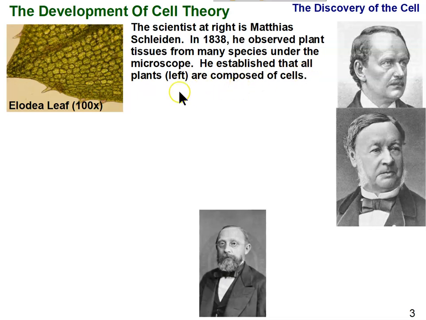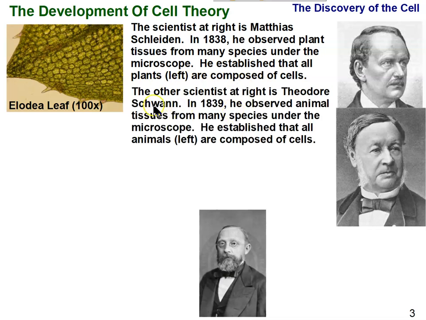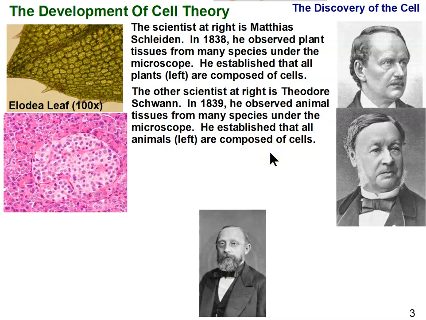But what he established by looking at all these different plant tissues, he basically collected samples of every plant he could get his hands on, and looked at them under the microscope, and every single one was made up of cells. So he concluded that all plants are composed of cells. Schwann here, Theodor Schwann, did the same thing, but with animals. He got a hold of all kinds of animal tissue and looked at it under the microscope, and in all the animal tissues he was looking at, he saw cells.